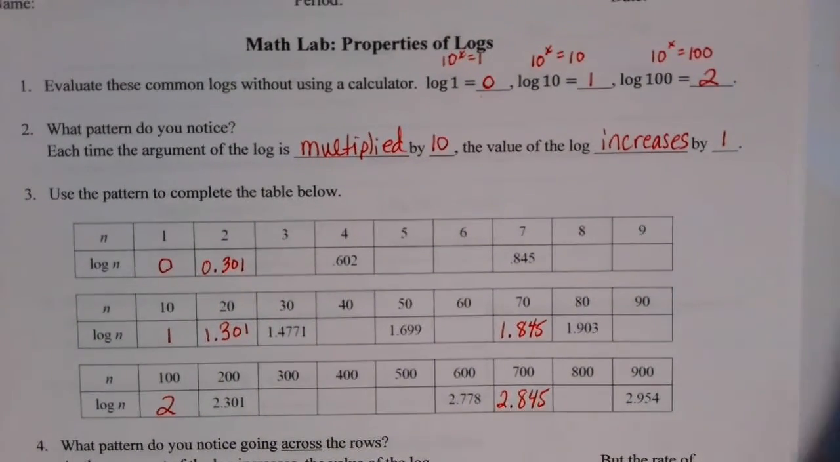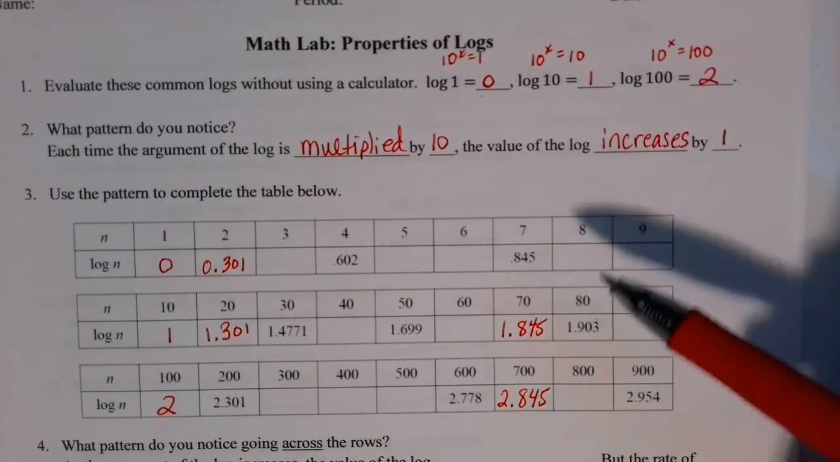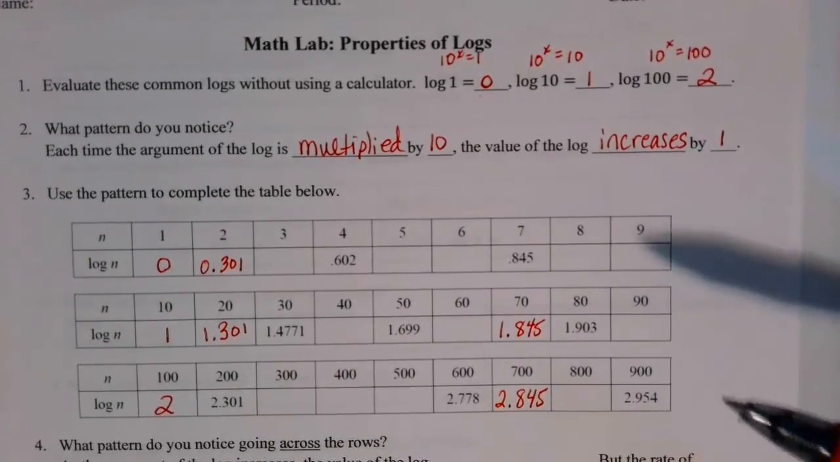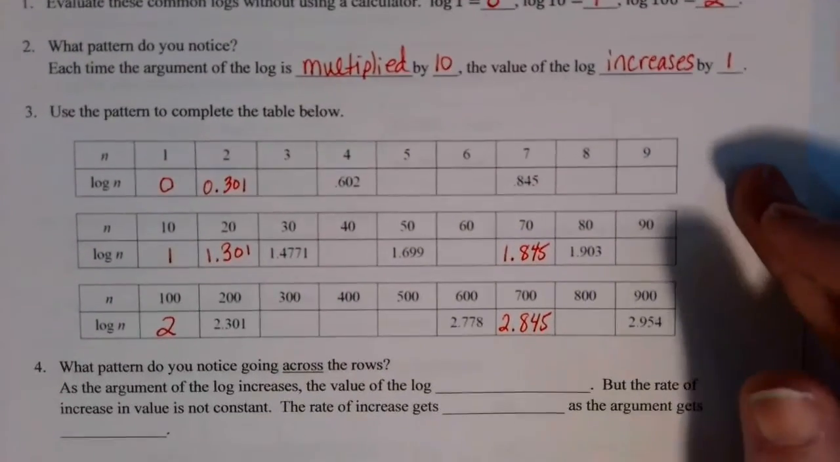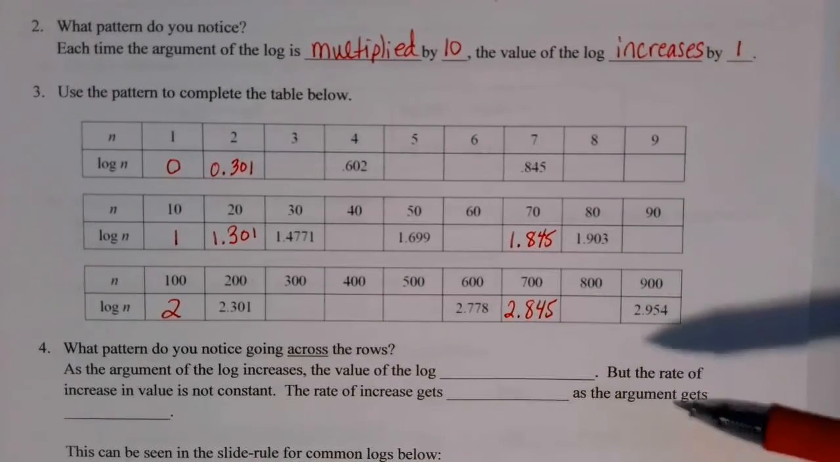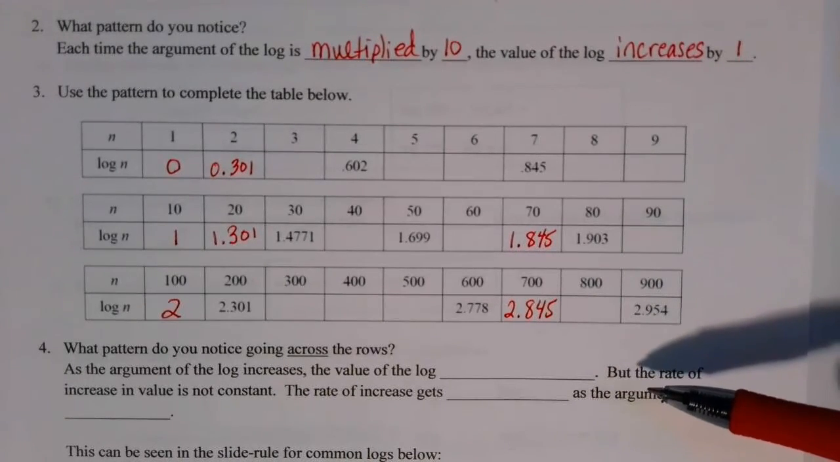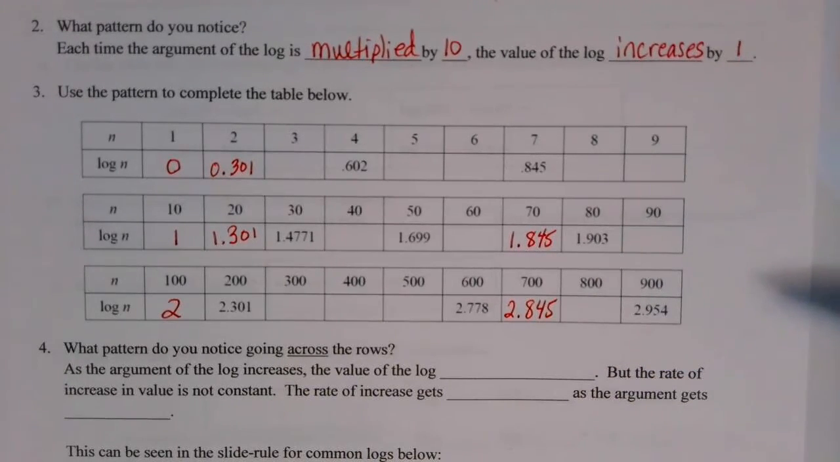Okay, so you're going to fill in the rest of that table, and then you're going to analyze the table to fill in the blanks for number 4. What pattern do you notice going across the rows?